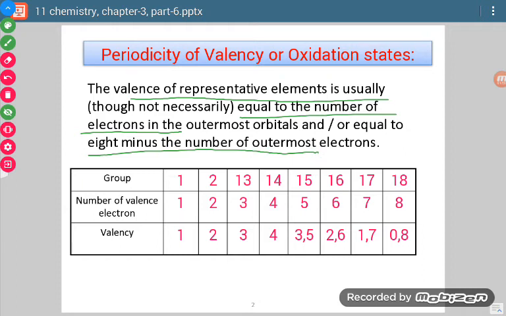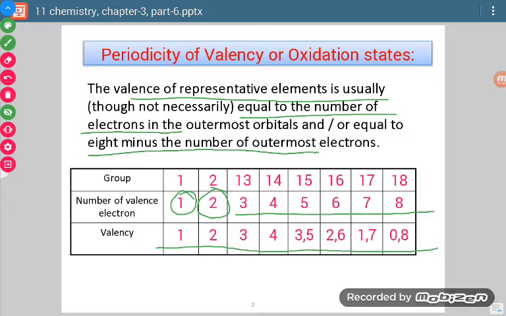Now when we talk about representative elements, we are talking about group 1, group 2 and group 13 to group 18. If we talk about the number of valence electrons, there is one valence electron in group 1, two valence electrons in group 2, and then it goes from 3 to 8 for group number 13 to 18. Now depending on this number we calculate the valency.